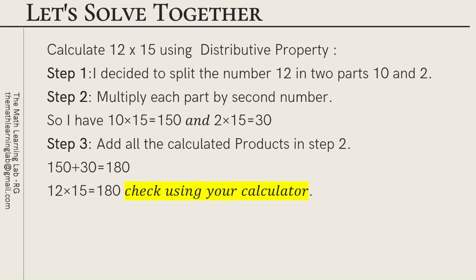Let's calculate 12 times 15. So first step, as I mentioned, decide to split this number into two parts: 10 and 2. Multiply each part by the second number. So 10 times 15 and 2 times 15. 10 times 15 is 150, 2 times 15 is 30, and add these two products, you will have the answer. 150 plus 30 is 180. You can check your answer.